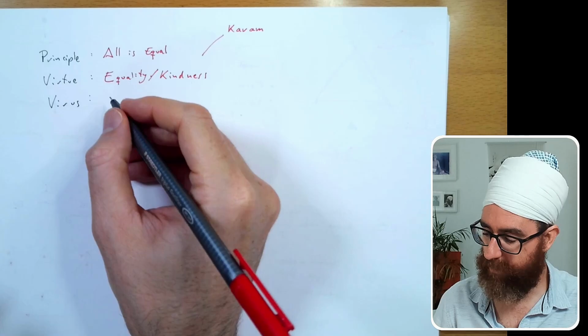Now when we come to the third aspect of the kar, that would be also the equality that is reflected in that eating together in the langar, no? All at the same level, all on the ground, yeah? So, and the virus would be inequality then.